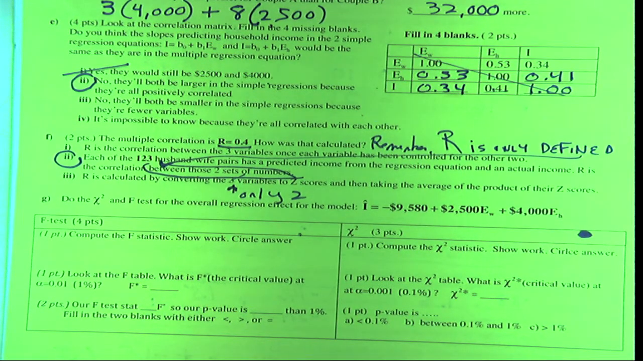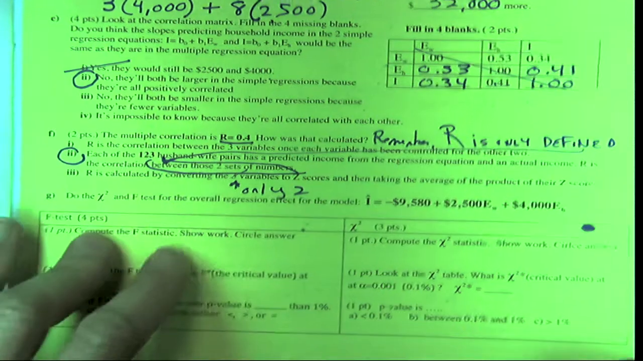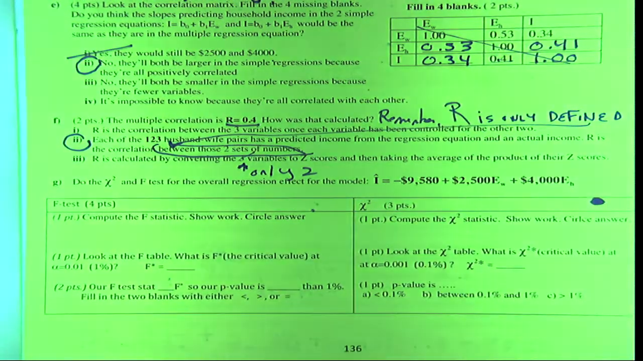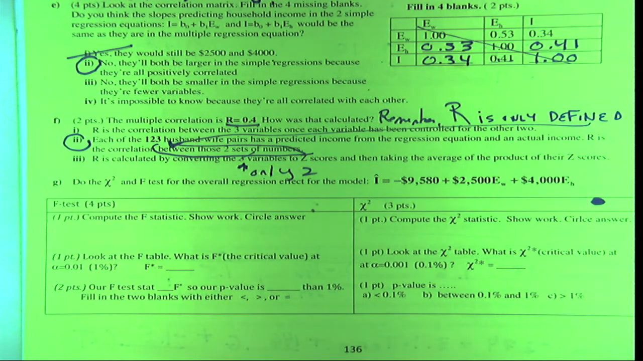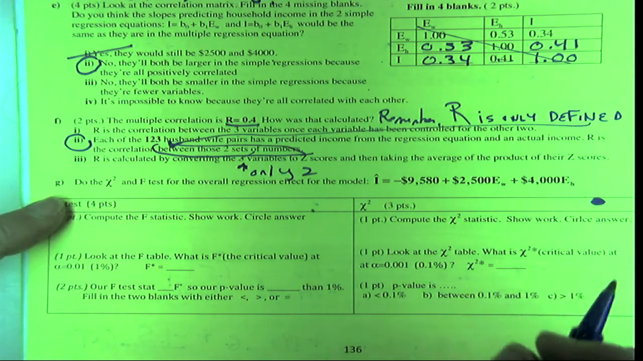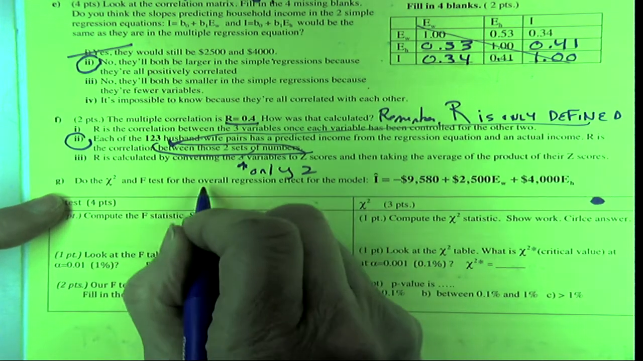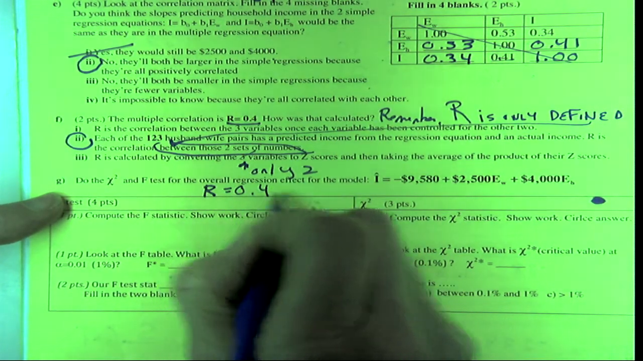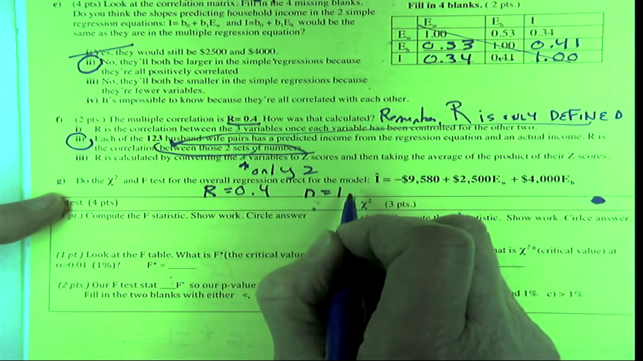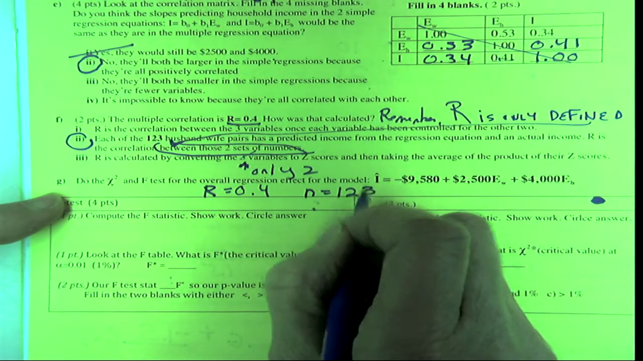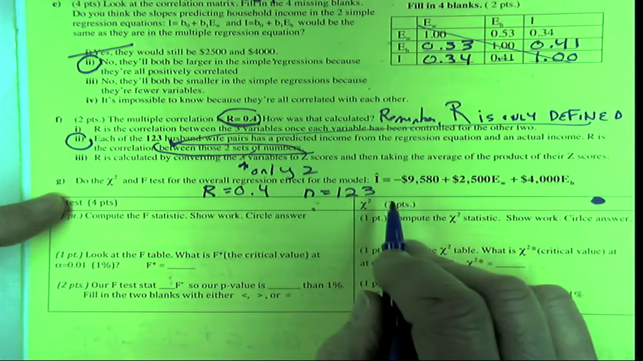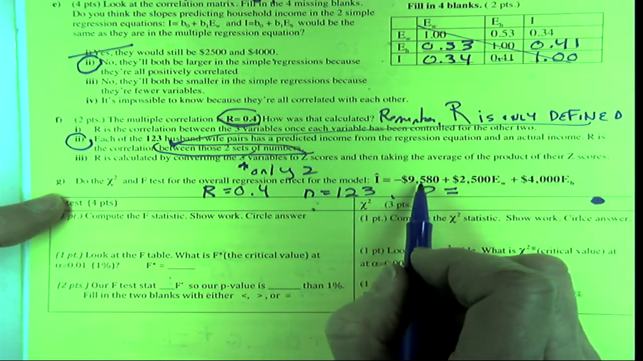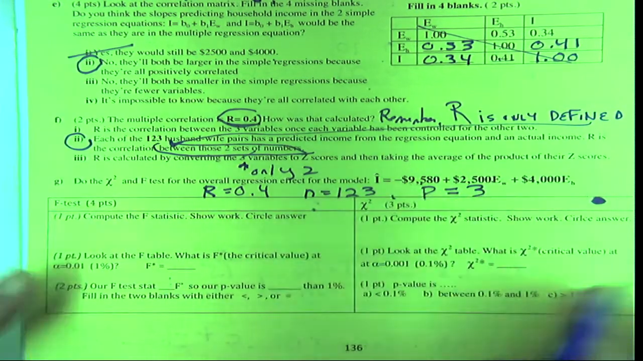Okay, so now let's continue. Do the chi-square and F test for the overall regression. So what do we need here? We were told that r is equal to 0.4. We are given that n is 123. And we need the number of parameters. What is the number of parameters? 3. Okay, now we're set. We can do these.